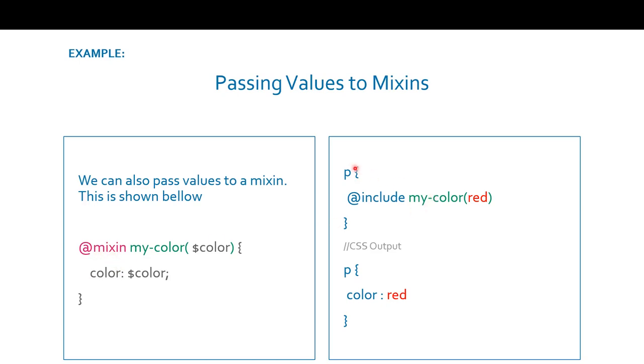This is where I am using the mixin I've declared here. You can see I am using my include directive, the name of the mixin, and the value I want to pass in. In this case, I want to pass in the color red to this mixin. So this is basically the output of the CSS file. If I compile this Sass file, this is the output of the CSS file.